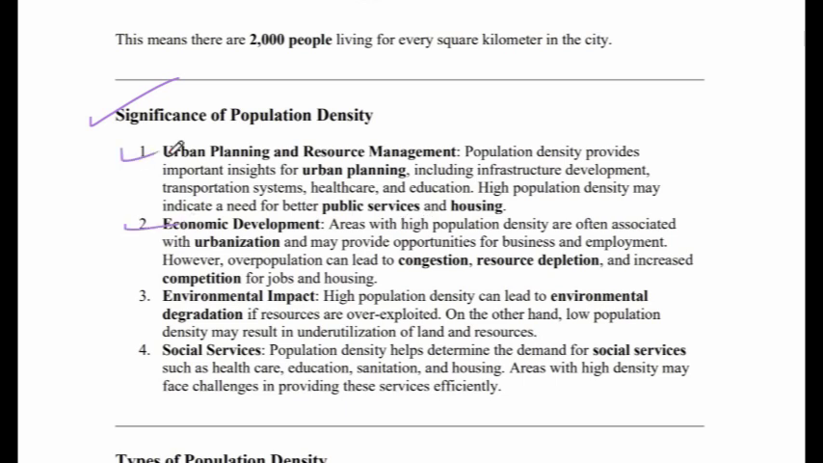Economic development. Areas with high population density are often associated with urbanization. तो जहां पे भी पॉपुलेशन ज्यादा रहेगा उसको हम लोग नॉर्मली सिटीज बोलते हैं या अर्बन एरियाज बोलते हैं. And may provide opportunities for business and employment. और वहां पे बिजनेस अपॉर्चुनिटीज और एम्प्लॉयमेंट अपॉर्चुनिटीज बहुत ज्यादा बढ़ जाती है जहां पे हाई डेंसिटी होती है.